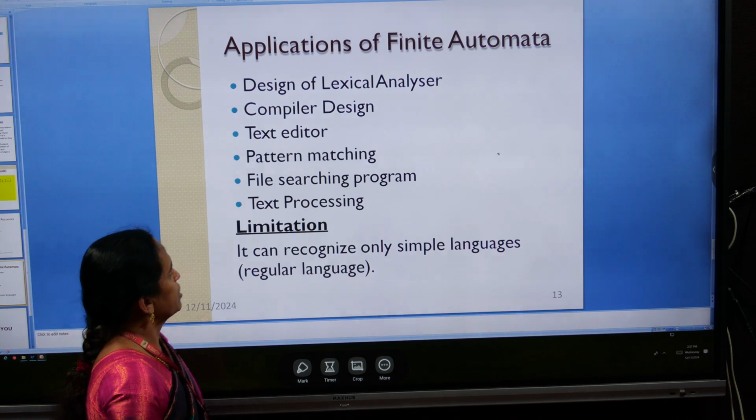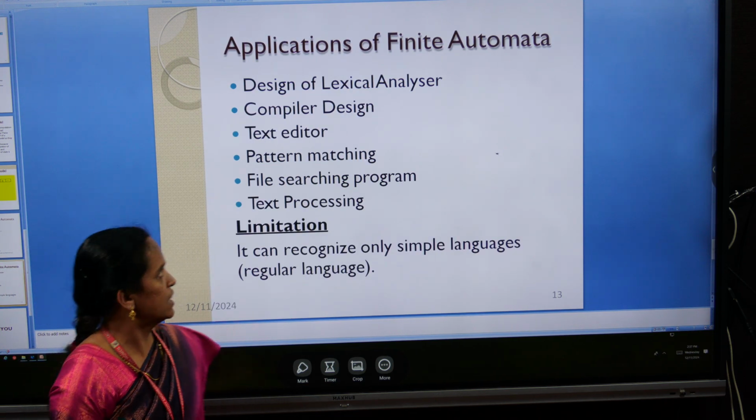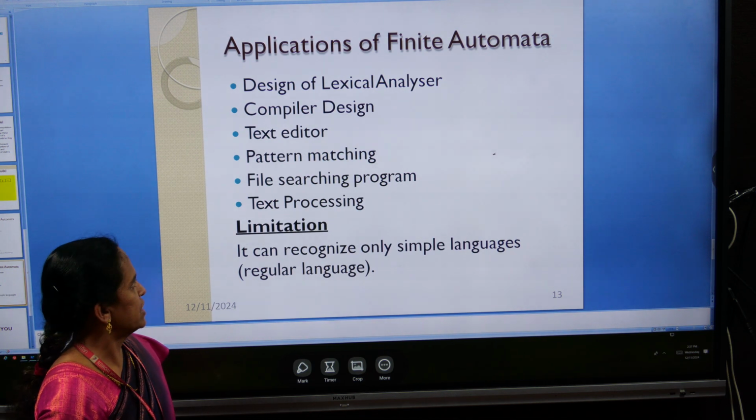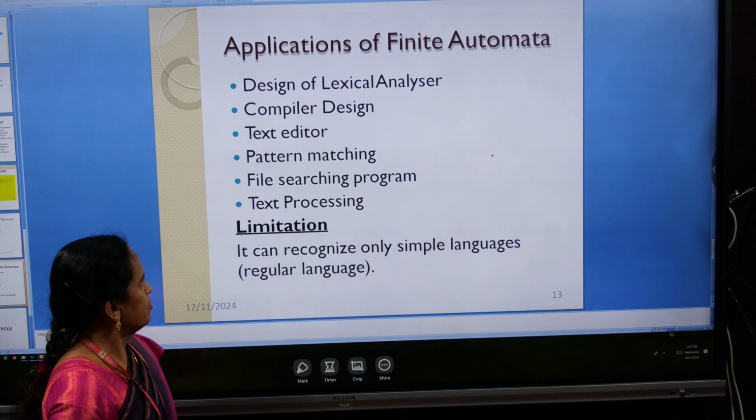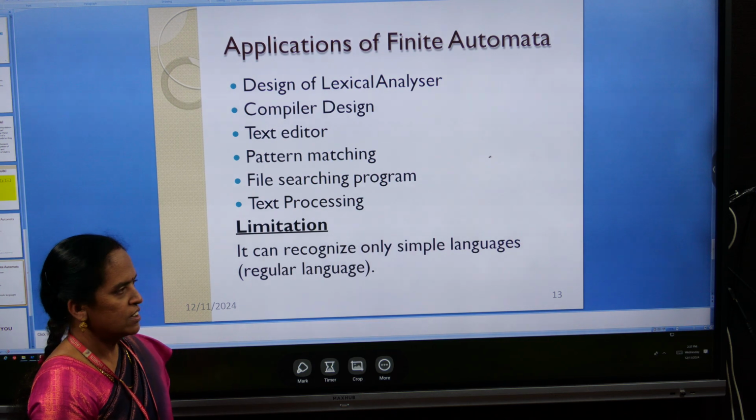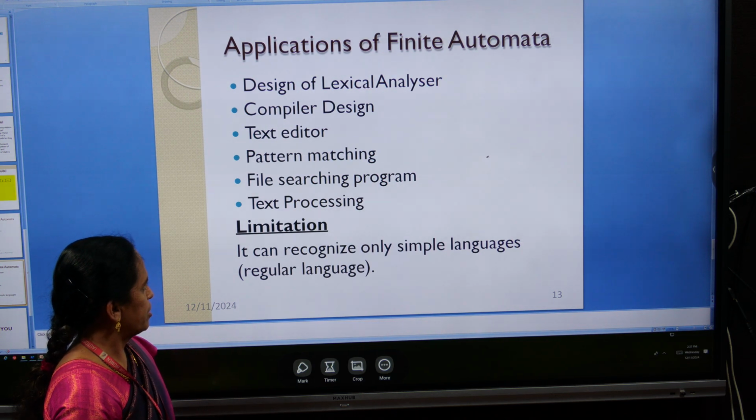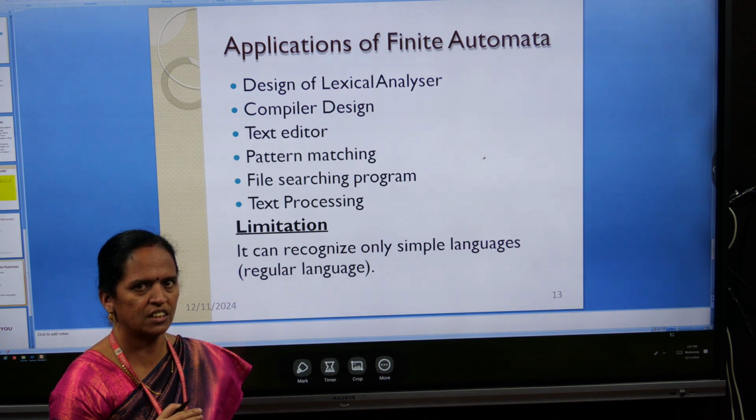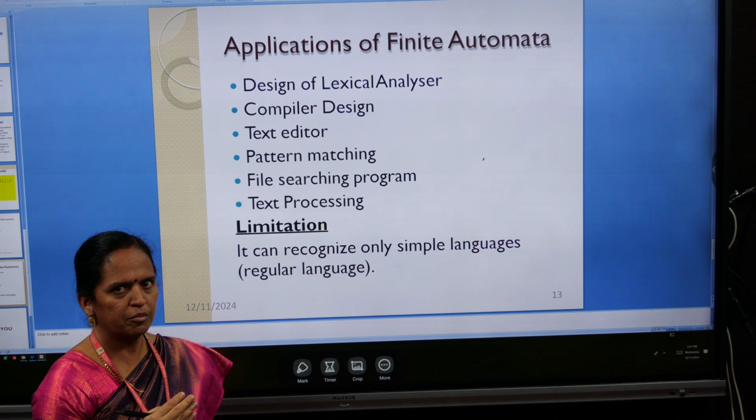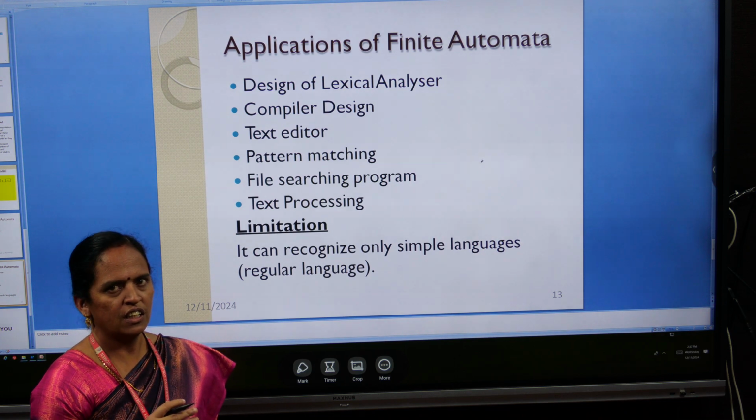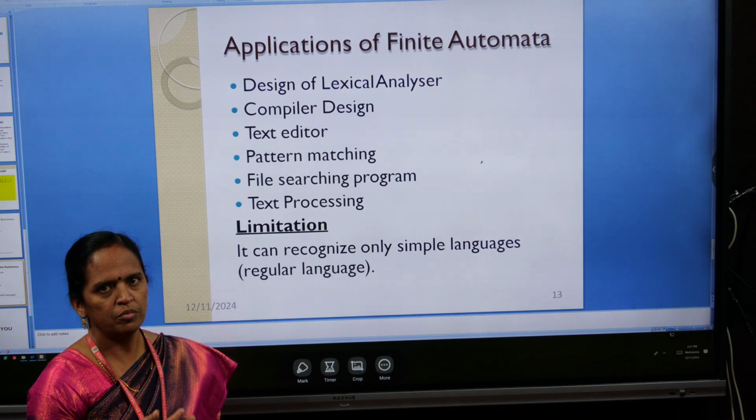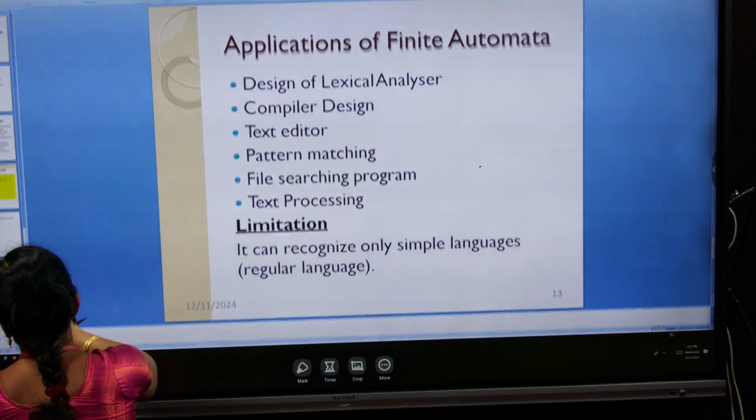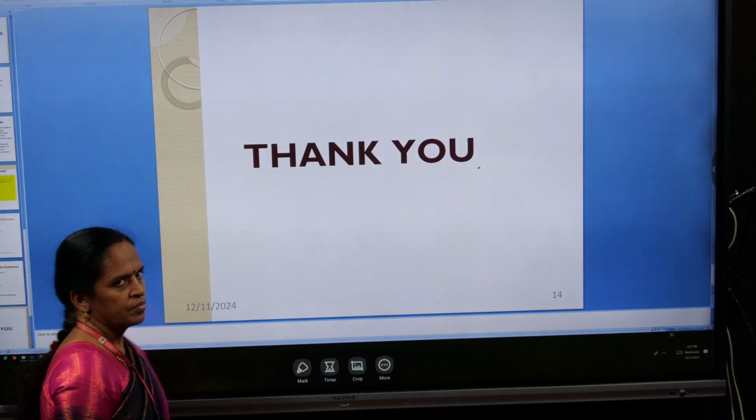This finite automata is useful in the design of compilers, the design of text editors, pattern matching, file searching programs, and text processing. What is the drawback of this finite automata? It can accept only simple languages, it has limited memory, and it is useful only in decision making problems, not for computation purposes. Thank you.